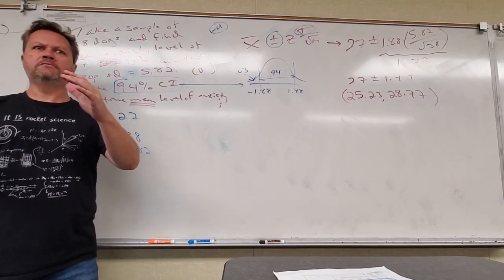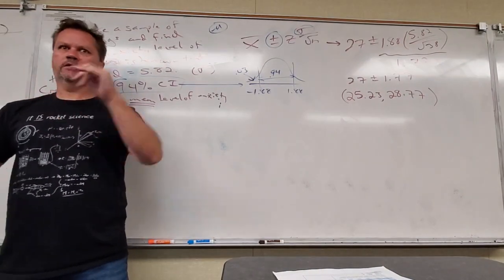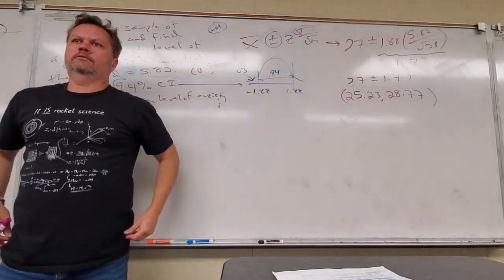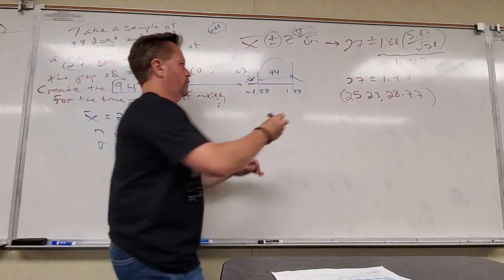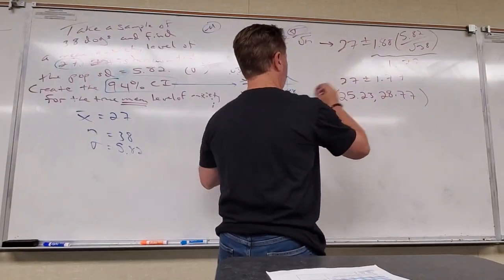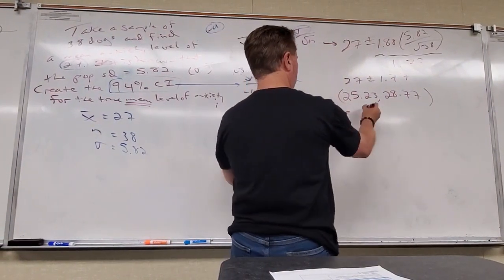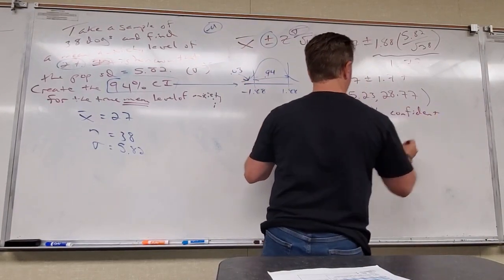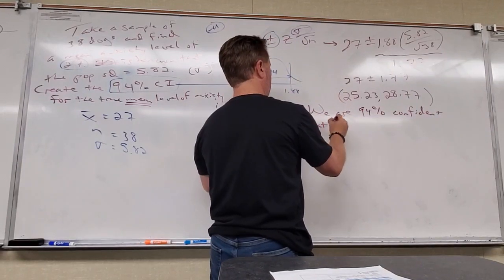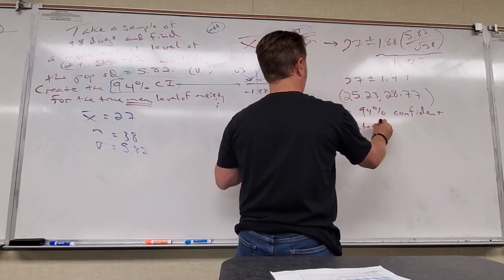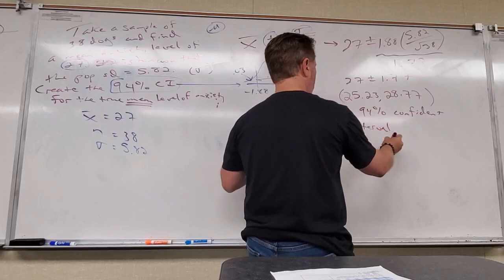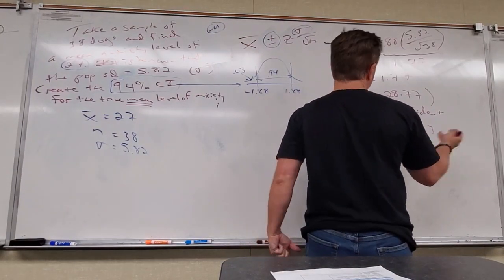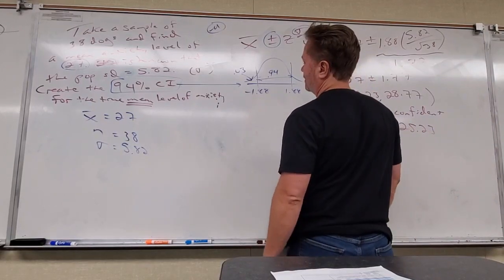And of course, is that done? No. Right? Time for everybody's favorite part. The conclusion. We are 94% confident. It's pretty good. That what? The interval. They make a big deal out of something I haven't made a big deal out of yet. 25.23. Well, this is a bad example.